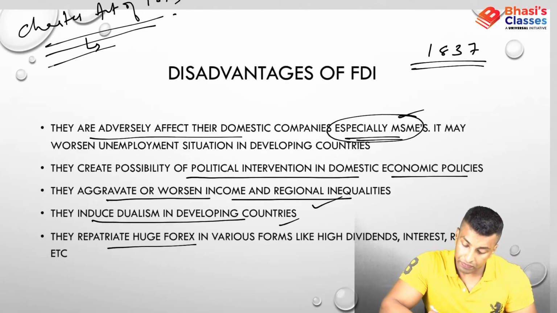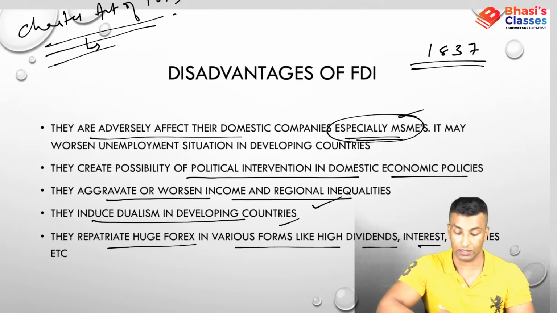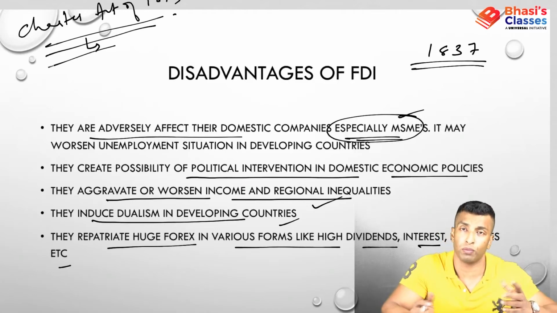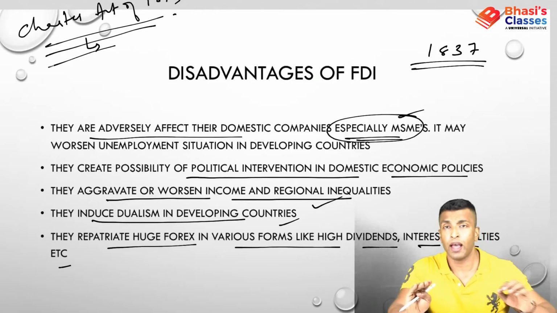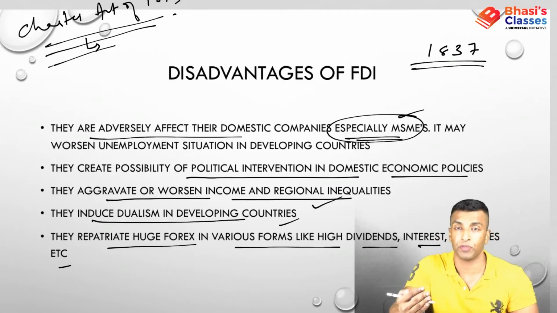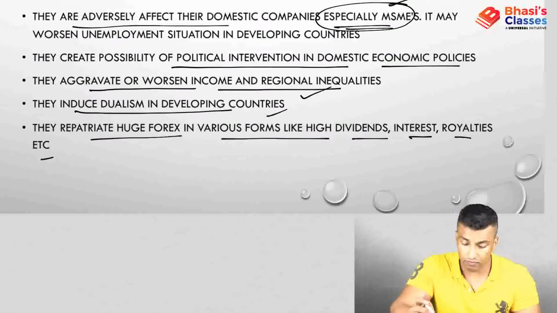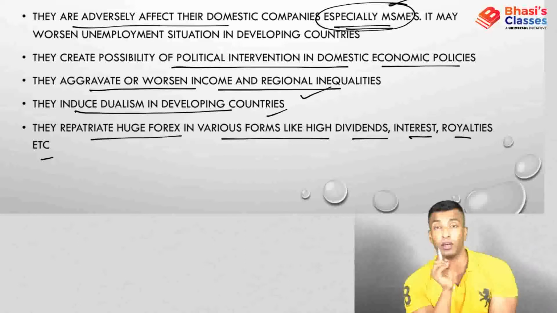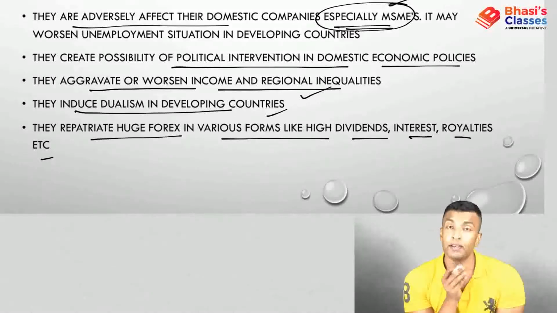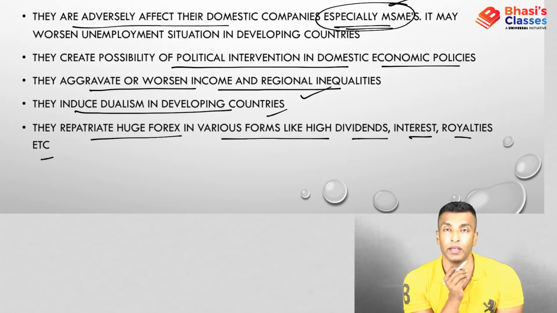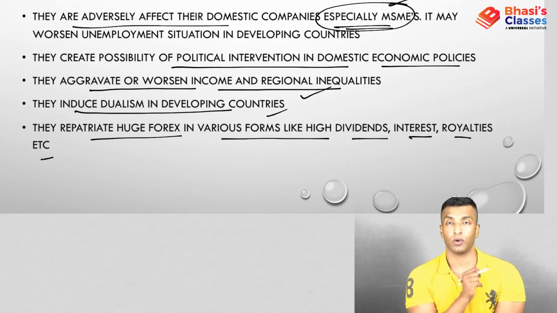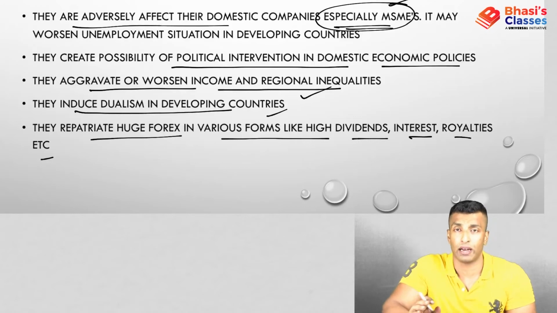Okay, they repatriate huge forex in various forms like high dividends, interest, royalties, etc. So huge forex will be taken back in the form of dividends, interest, royalties, subsidies, and all this money will be taken off, and significant forex will be lost with time. Now, the most important point, you'll understand this more in detail when we discuss the balance of payment. When the interest is paid and it is going back, it is going back from the current account. So the outflow from the current account will increase, and that leads to an increase in the current account deficit. We will be discussing that when we discuss the balance of payment.